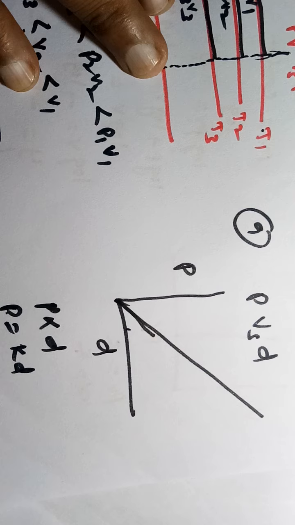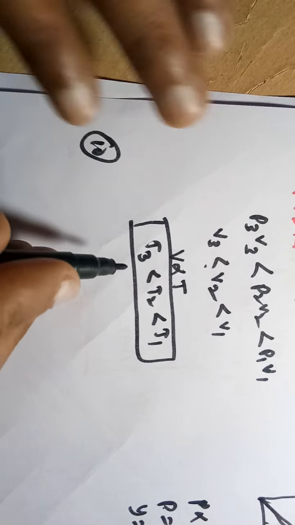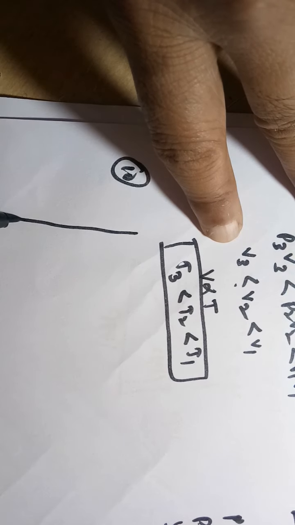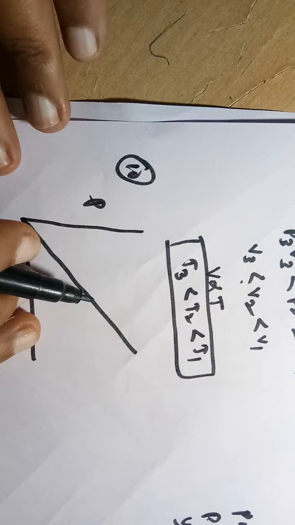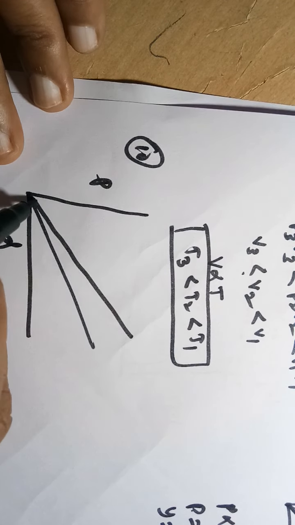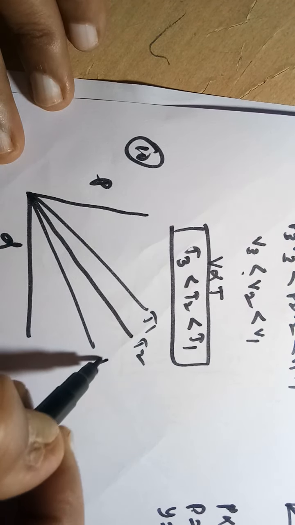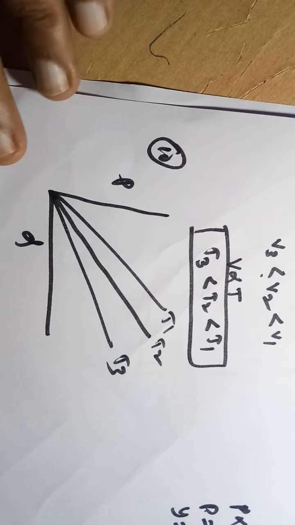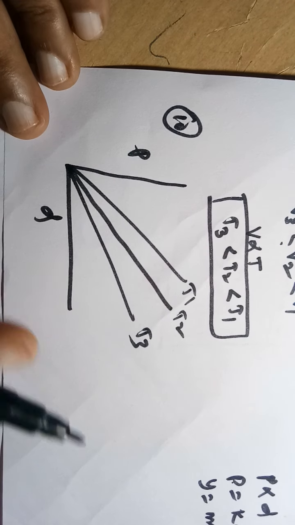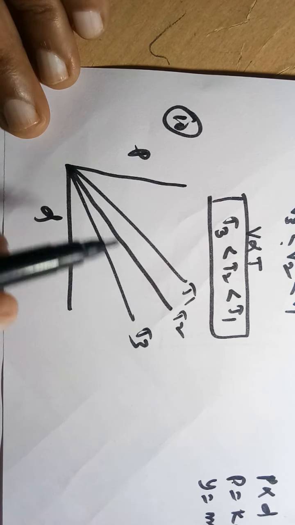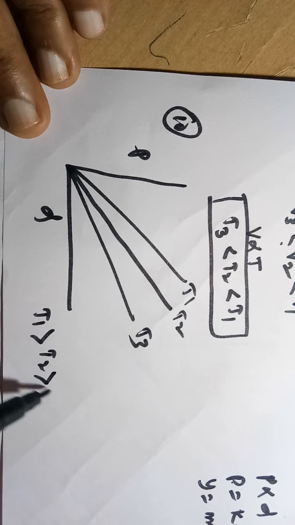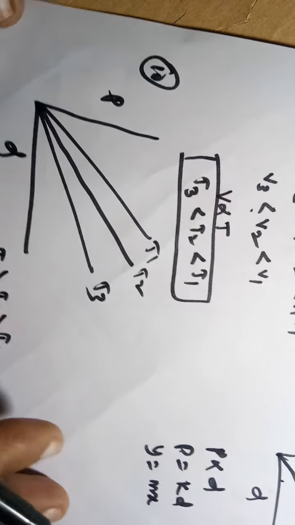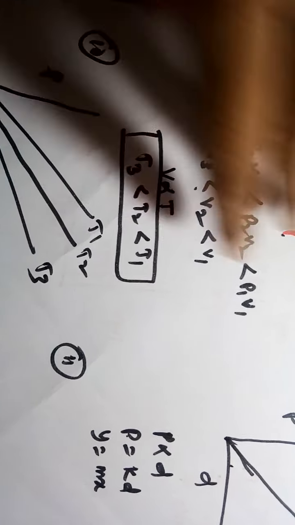Now here I will give you one question, so solve it. If I draw the P versus D graph, I get straight lines passing through the origin. Now at different temperatures T1, T2, T3, what is the relation among T1, T2, T3? You should get T1 is greater than T2 is greater than T3. Solve it.